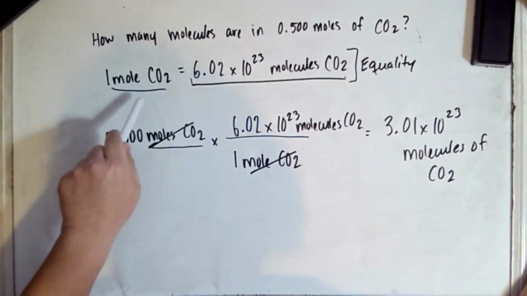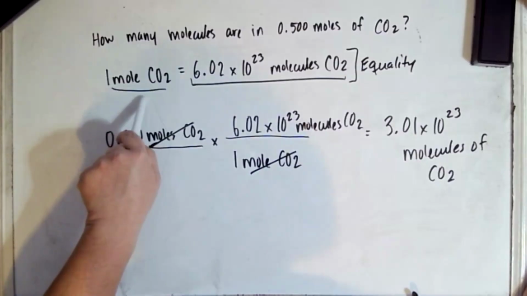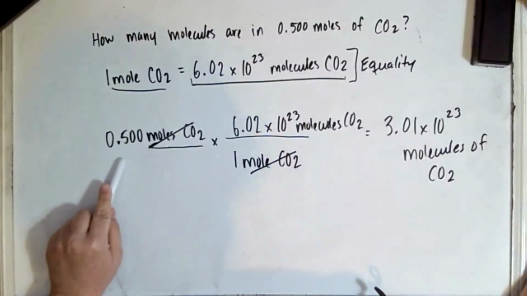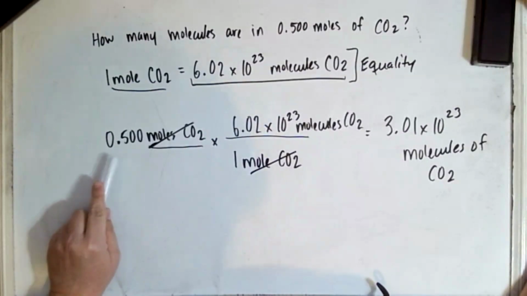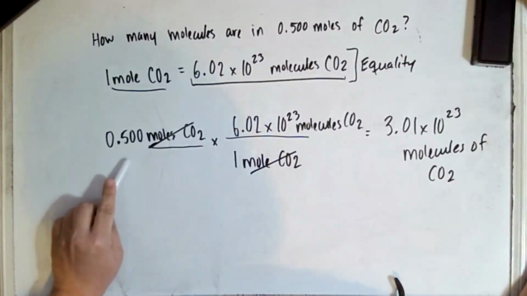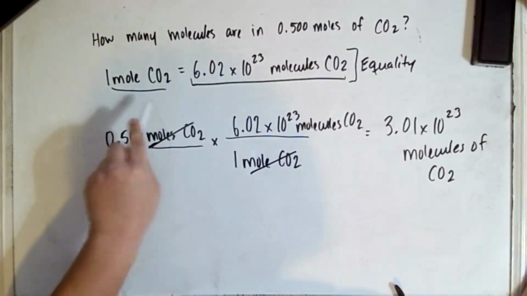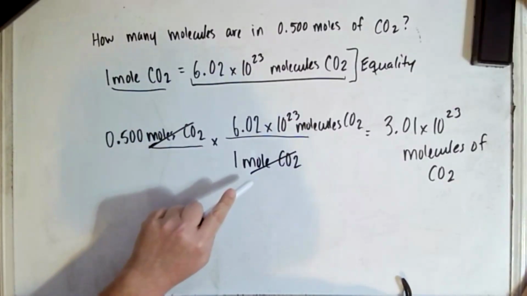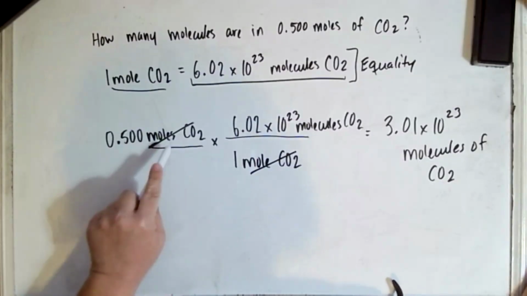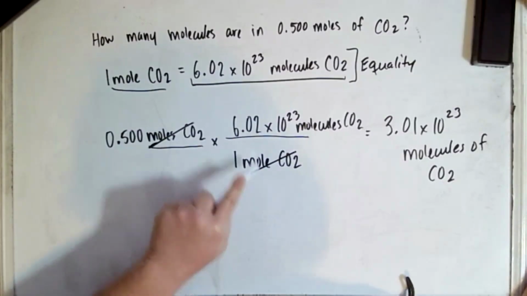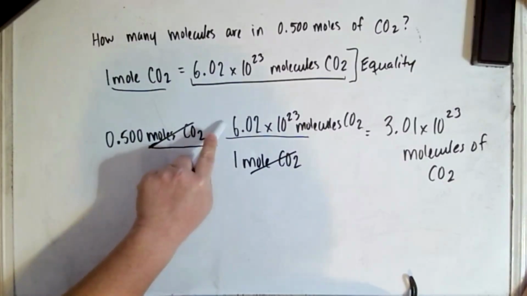So we made our equality between 1 mole and Avogadro's number. We took the number that we were given, and then we used our equality to set up our conversion factor. The unit that we're given in the problem is the unit that goes in the bottom, and then our other unit goes in the numerator spot.